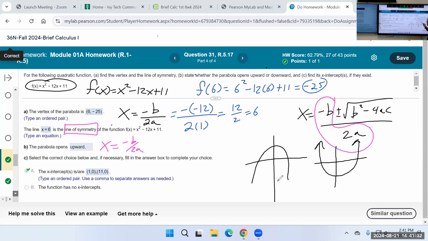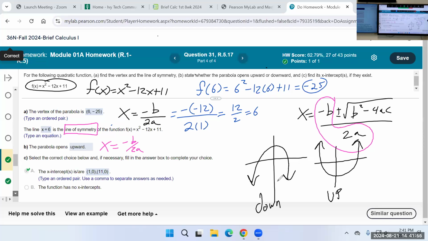Parabola is going upward and downward. Do you remember those shapes from high school? Yeah. Right? You remember it curving down or curving up? That's familiar. So we call this up, and we call this down.